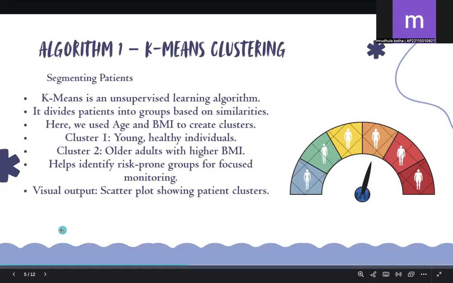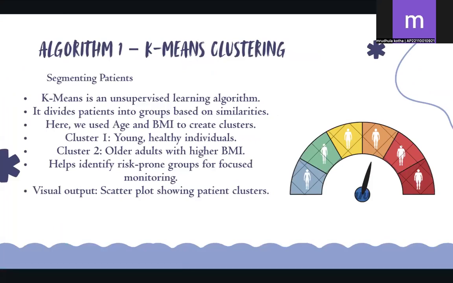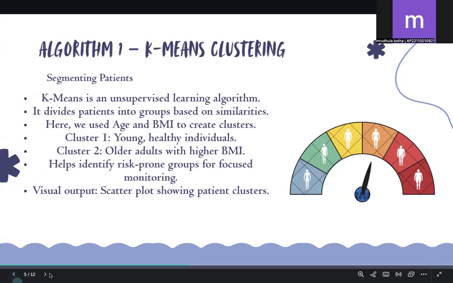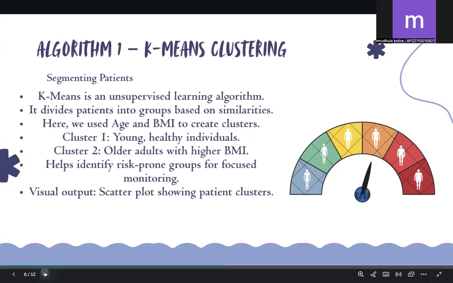We have algorithm 1, which is K-means clustering. It groups similar patients into clusters. In our case, we used age and BMI to form two groups: younger, healthier individuals and older, higher BMI individuals. These clusters help us identify which group might be more prone to health risks. For example, cluster 2 could represent a high risk group that doctors should monitor closely.